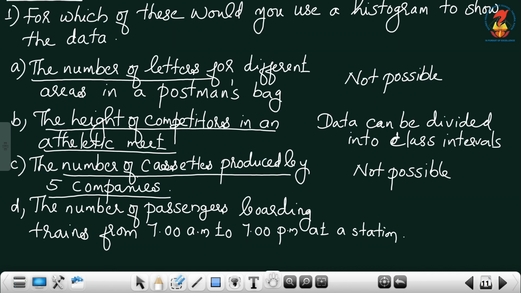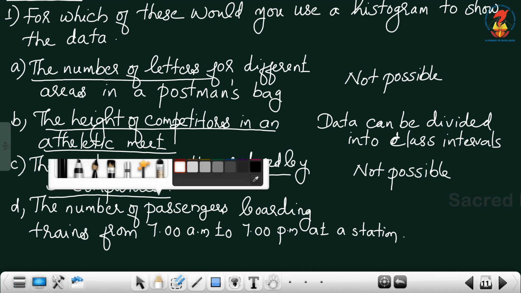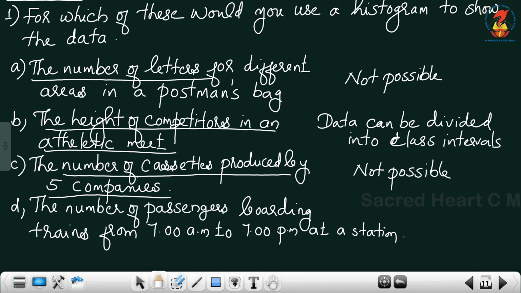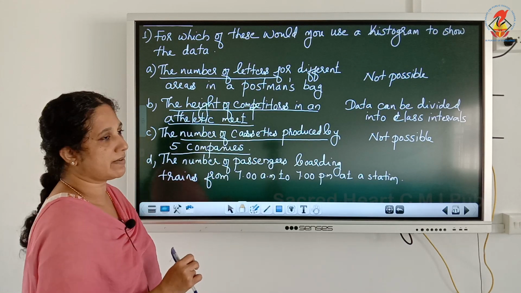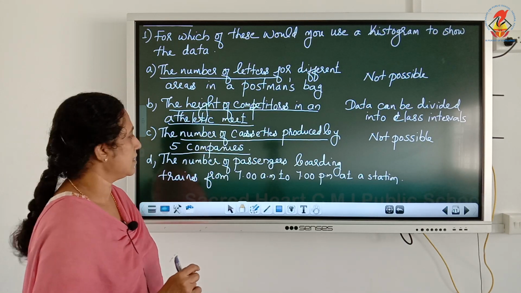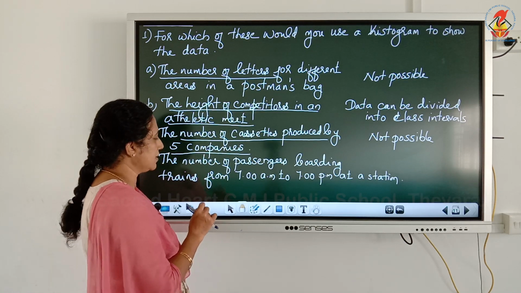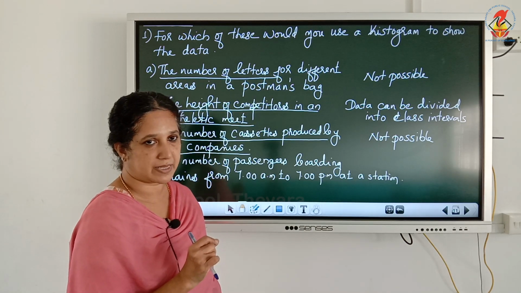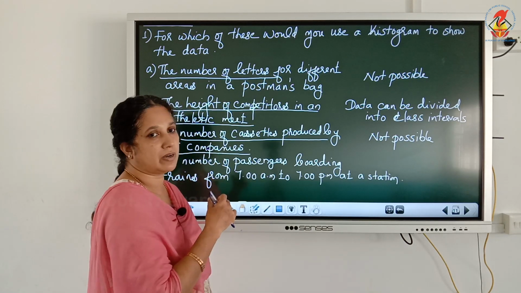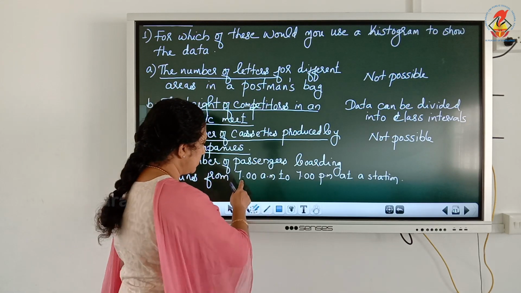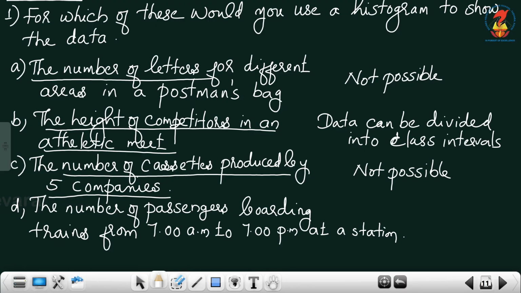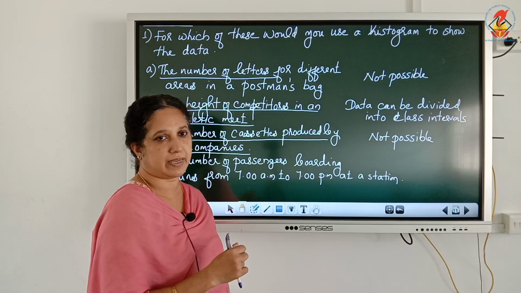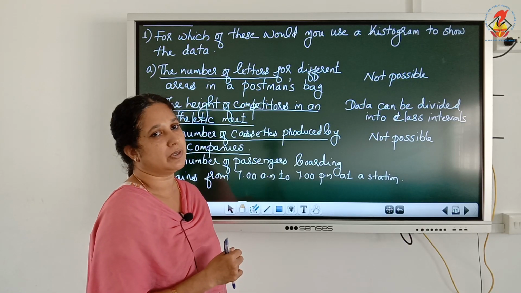Then the last one. The number of passengers boarding trains from 7 a.m. to 7 p.m. at a station. So the number of passengers. After collecting the data between these two times, 7 a.m. to 7 p.m., we can divide it into different groups. For example, 7 a.m. to 8 a.m., 8 a.m. to 9 a.m. Like that we can divide the data into different groups.